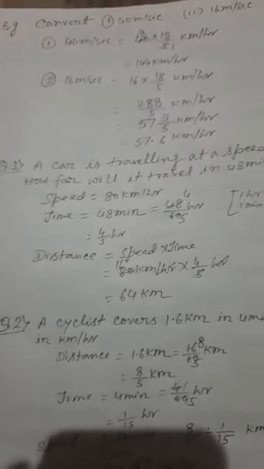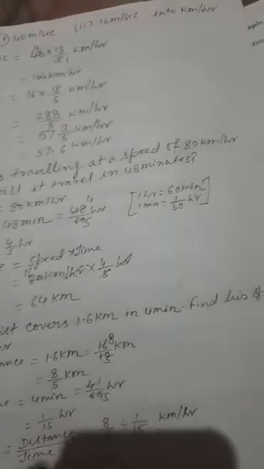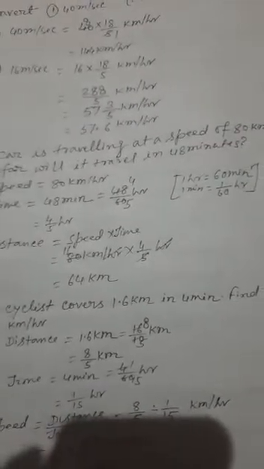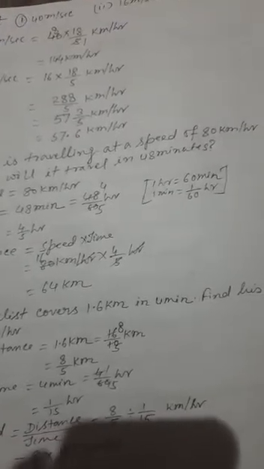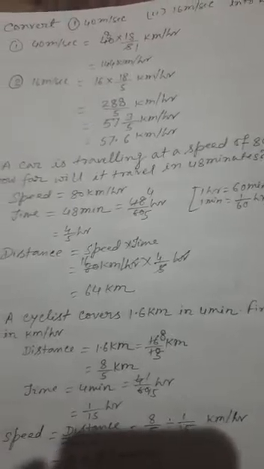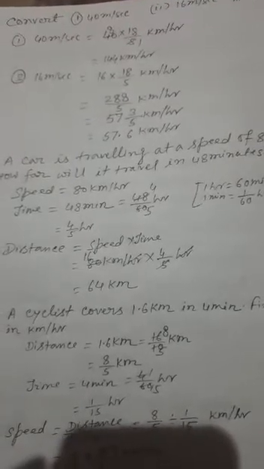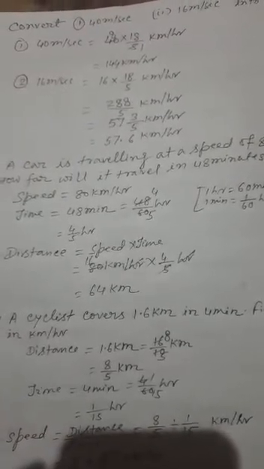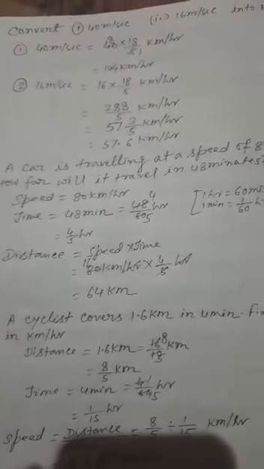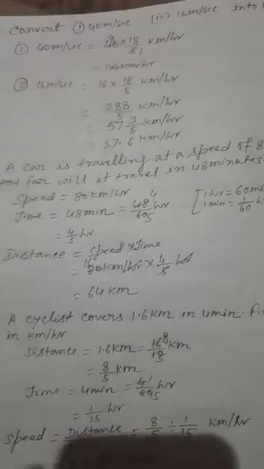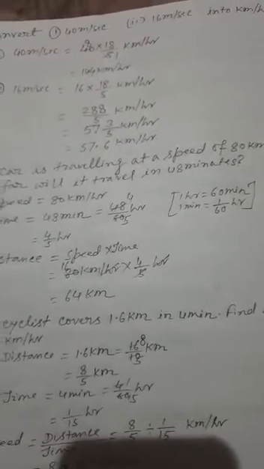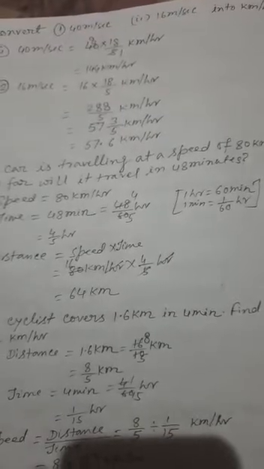See question number 1. A car travels at a speed of 80 km per hour. How far will it travel in 48 minutes? Here you can see in this question, speed is given as 80 kilometers per hour and time is given as 48 minutes. So our units should be the same. So the speed unit we will leave as it is, and time we convert into hours. So 48 minutes equals 48 by 60 hour, because 1 minute equals 1 by 60 hour, or 1 hour equals 60 minutes.